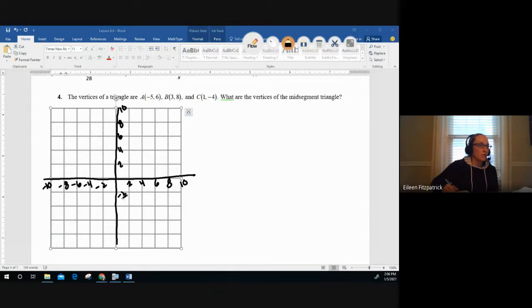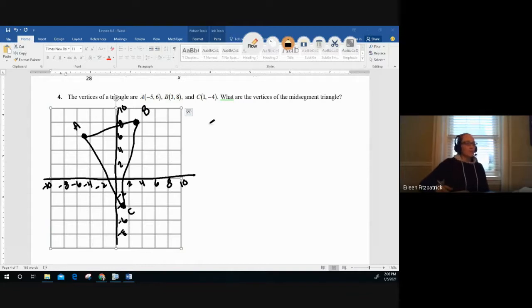All right, -2, -4, -6, -8, -10. All right, the bottom one's -10. -5, 6. So -5, 6 is here. That's point A. 3, 8 is here. That's point B. And 1, -4 is C. So we have A, B, and C. All right, that's not a very straight line, but what are the vertices of the mid-segment?